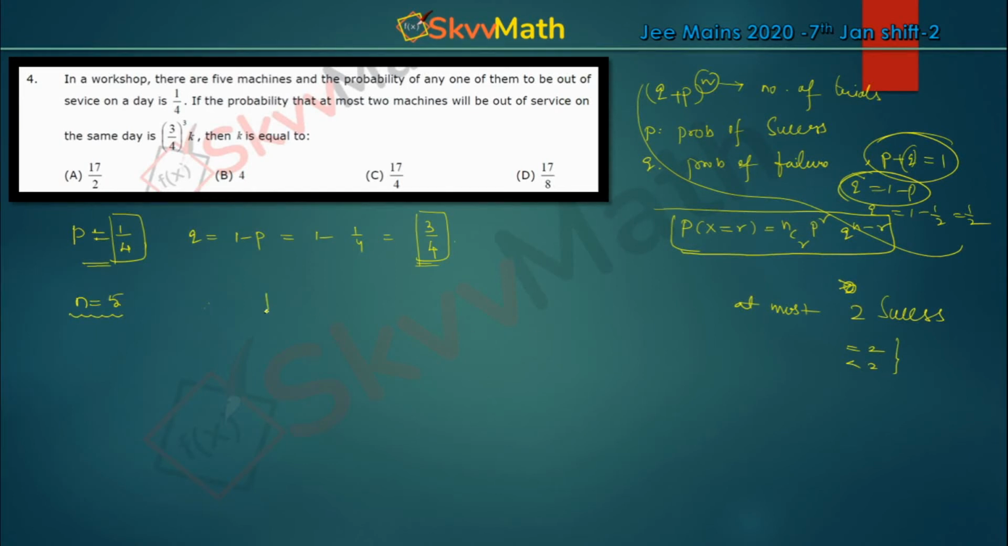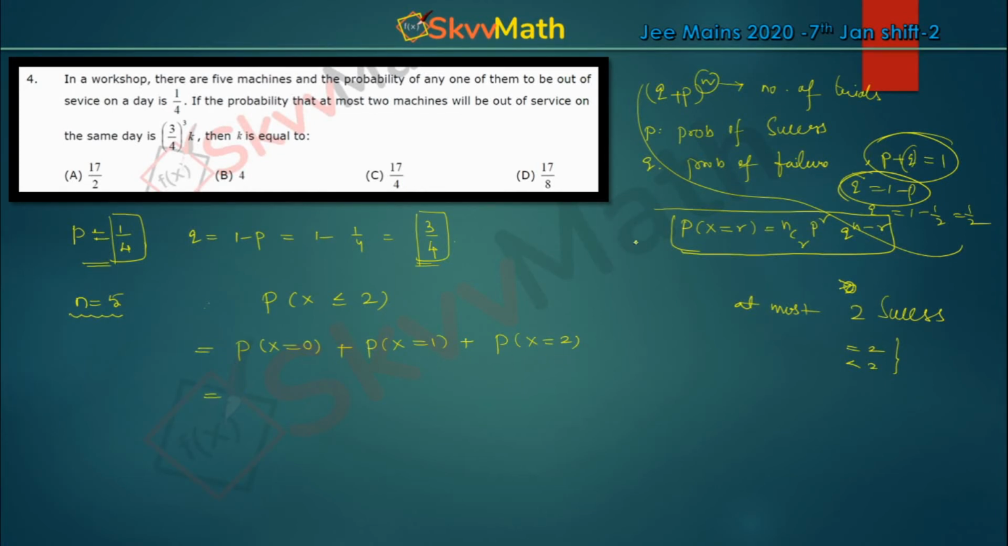So we can write the representation as probability of x less than or equal to 2, which we have to find out. What does it mean? Less than or equal to 2 means 2, 1, 0. So P of x equals 0, P of x equals 1, and P of x equals 2. That is the probability of getting 0 successes, 1 success, and 2 successes, because we want at most 2 successes, maximum 2. So 2 successes or 1 success or 0 successes.